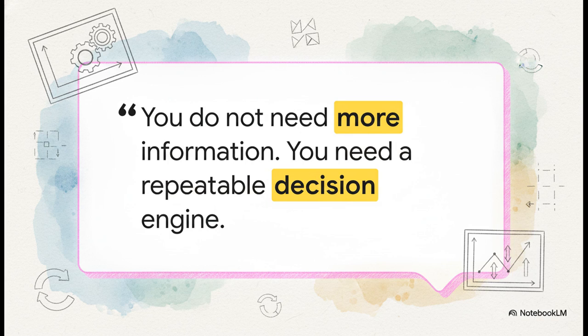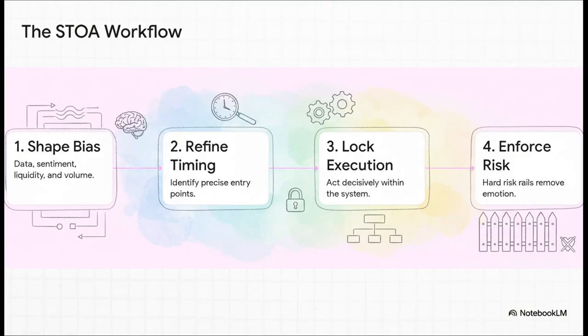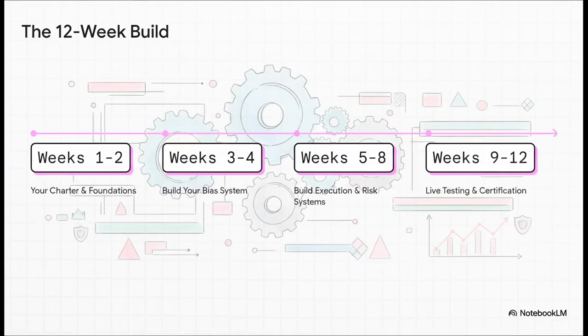You know, founders don't win by just guessing and hoping. They win by installing systems. Systems that produce reliable outputs time and time again. See, successful trading isn't really about predicting the future. It's about having a structured response when you're faced with uncertainty. So here's the workflow. First, we shape our bias using real data, sentiment, and liquidity. Then, we refine our timing to get a precise entry. After that, we lock in the execution. And this is the most important part, all of it happens inside hard risk guardrails, so emotion stays completely out of the room.